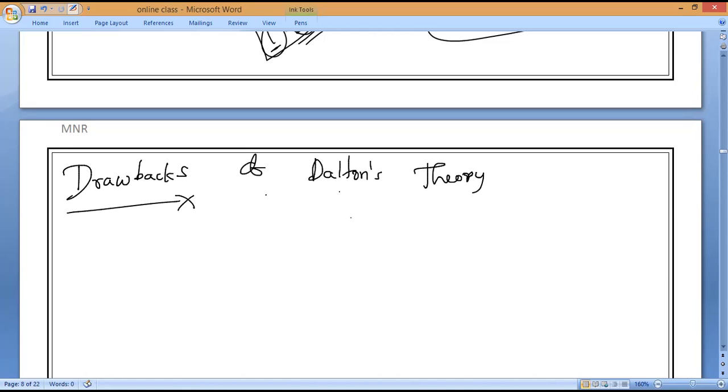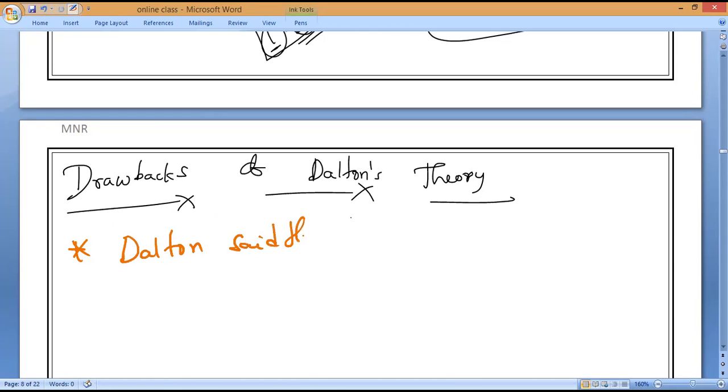Dalton's theory. So Dalton said that atom is indivisible, but is it wrong or not? Yes or no, all of you? Dalton said that atom is indivisible, means it is not possible to divide the atom, because by the time they didn't know electrons, protons, and all. Guys, you should remember, indivisible means cannot be divided.